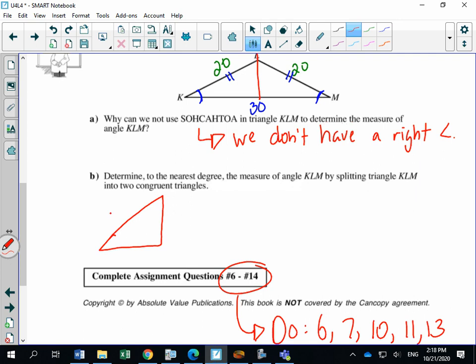They told me that this was 20. What would this bottom be now? 15. If I split this in half, half of 30 is 15. So this is 15. This has to be a 90 degree angle if I'm making a right angle triangle. They wanted this angle up here, so I'm going to put my X here. Okay, that's what they want.